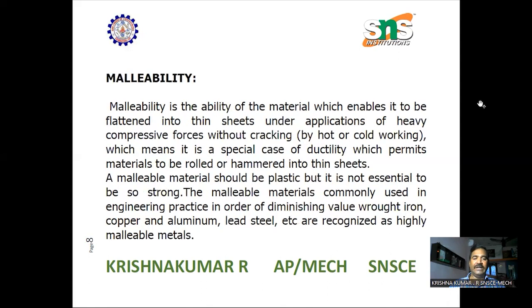Malleability. Malleability is the ability of the material which enables it to be flattened into thin sheets under application of heavy compressive forces without cracking by hot or cold working, which means it's a special case of ductility which permits material to be rolled or hammered into thin sheets. A malleable material should be plastic, but it is not essential to be so strong. The malleable materials commonly used in engineering practice, in order of diminishing value, wrought iron, copper, aluminum, lead, steel, etc., are recognized as highly malleable metals.